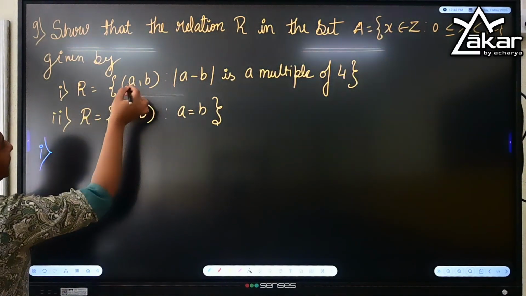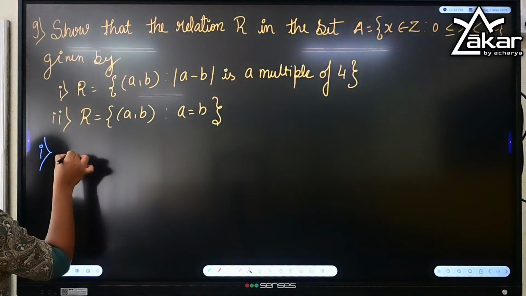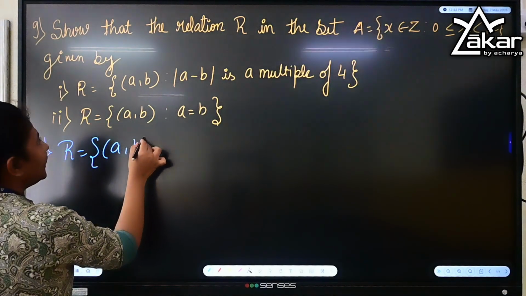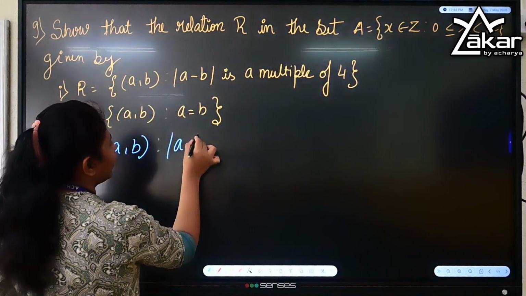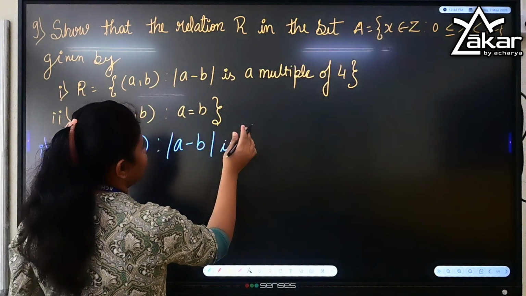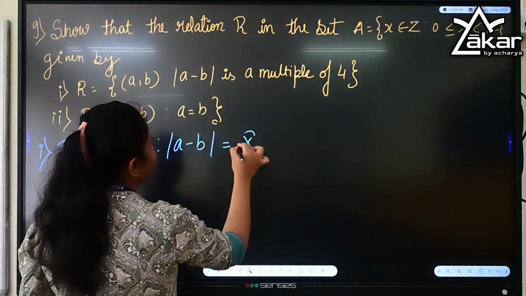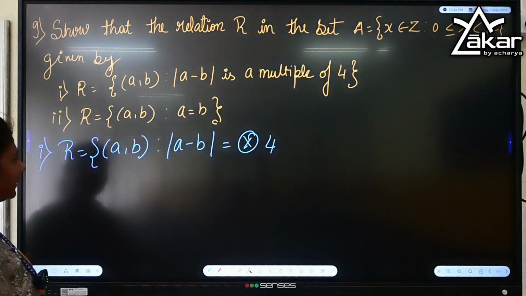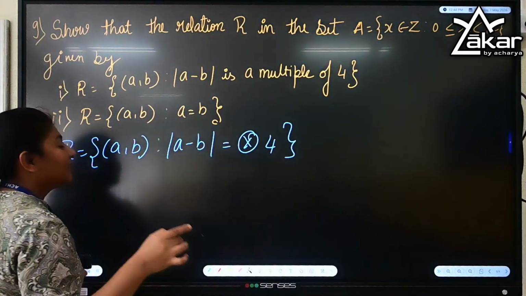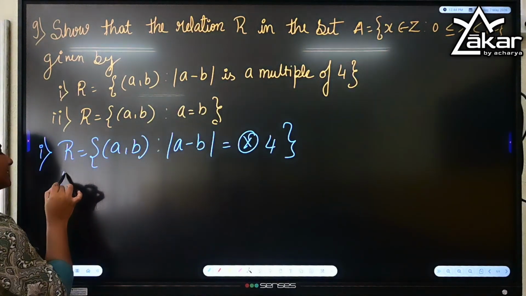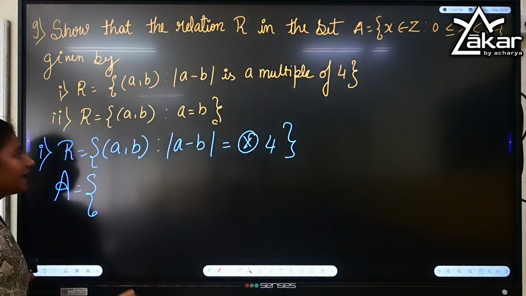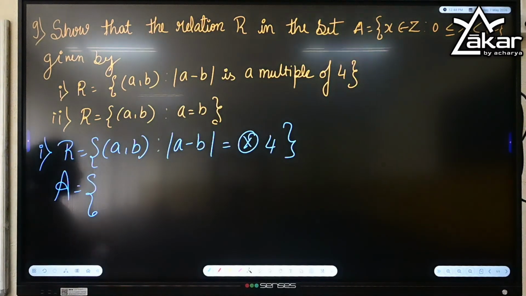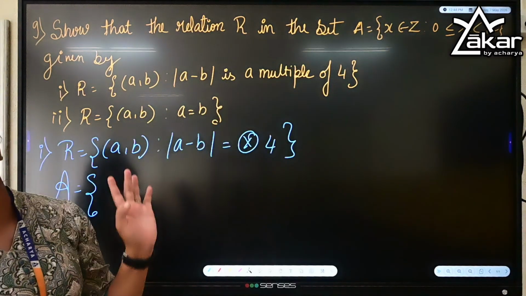So what does the first one say here? R is equal to A comma B such that mod of A minus B is a multiple of 4. This is the relation they have given. First, find the set. So what does set A carry? Set A carries the elements from 0 to 12. Even though it is belonging to the integers, where does the X lie?